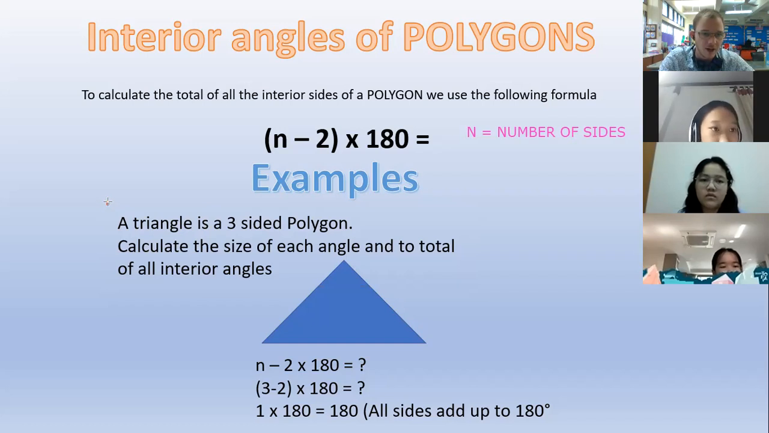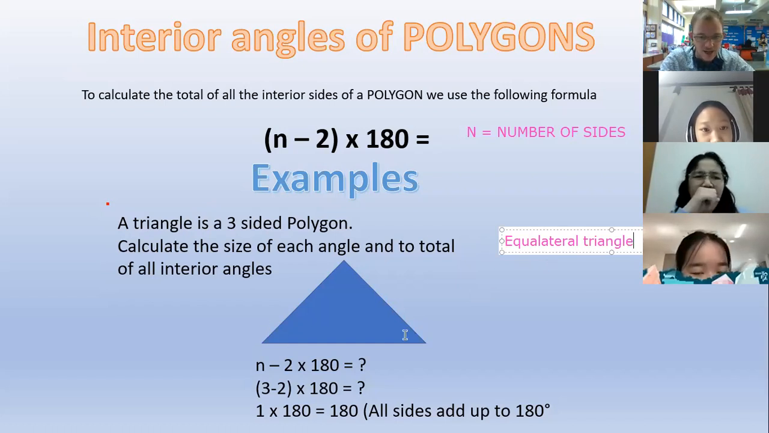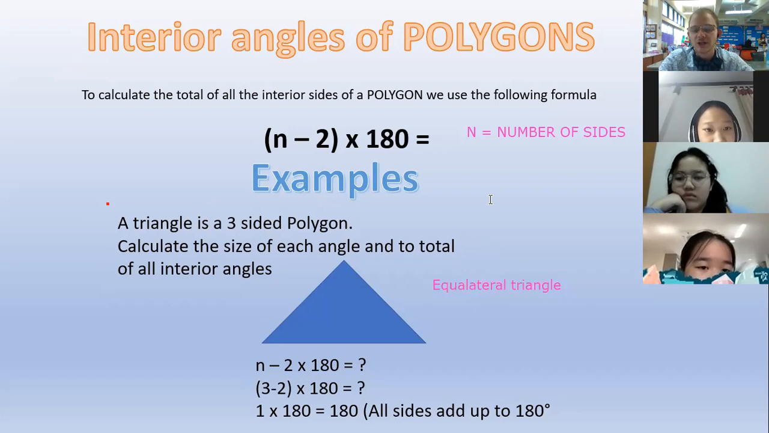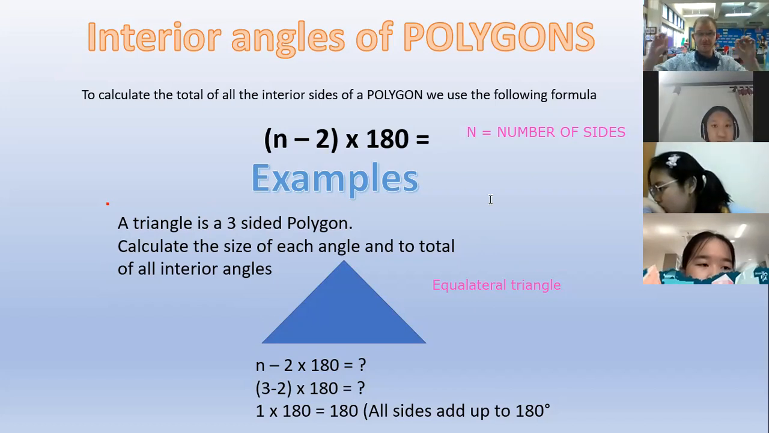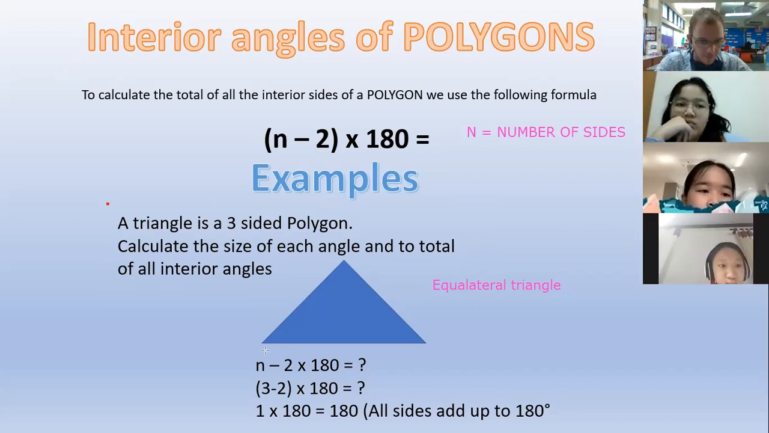For this example, I would say this is an equilateral triangle, meaning all sides and angles are the same. I do this so that it's easier for us to do the example. The very first thing we write down when you answer is the formula. Here at the bottom, I wrote the formula for you. Remember to always show the teacher what you are doing. Writing the formula shows the teacher you understand.